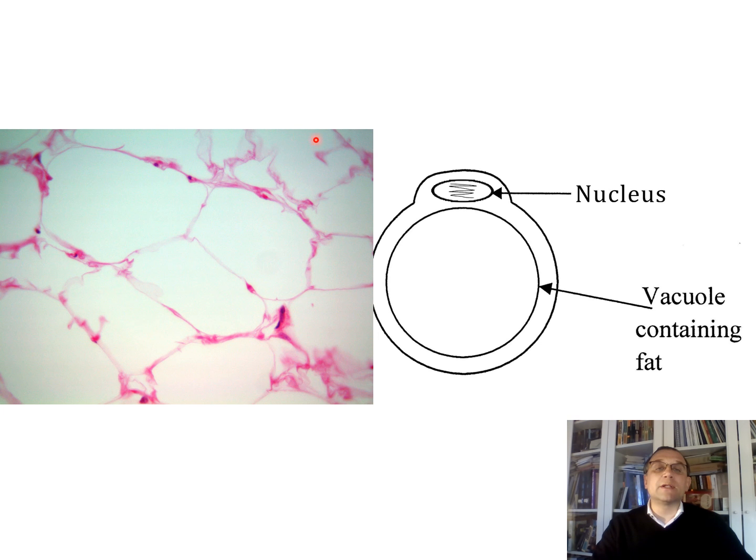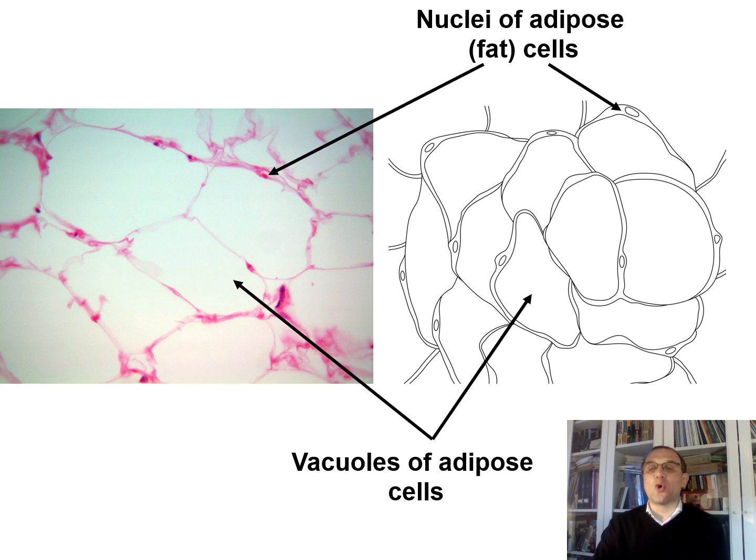This is a type of connective tissue. Adipose tissue is a type of connective tissue. But unlike other connective tissue, cells in adipose tissue are located next to each other. Usually in connective tissue, cells are away from each other. They are embedded in a matrix, not in adipose tissue though. And here you see a drawing, a diagram of adipose tissue.